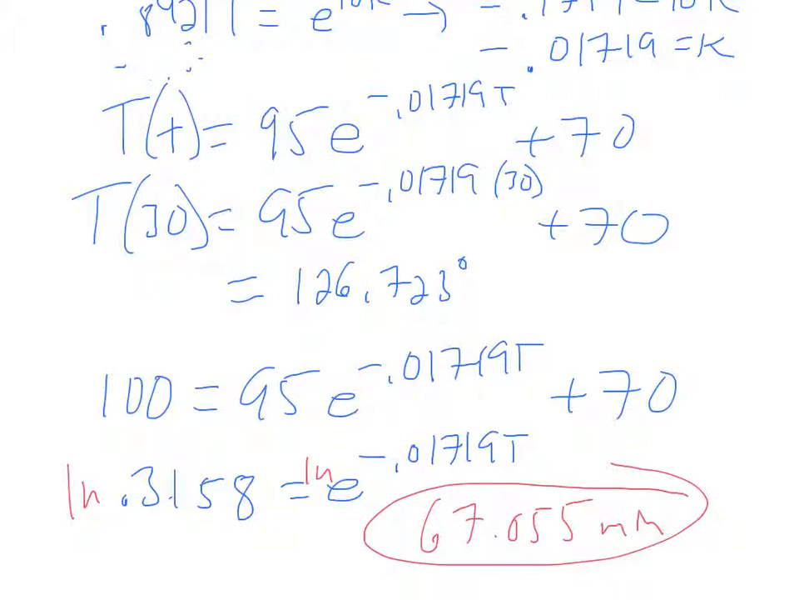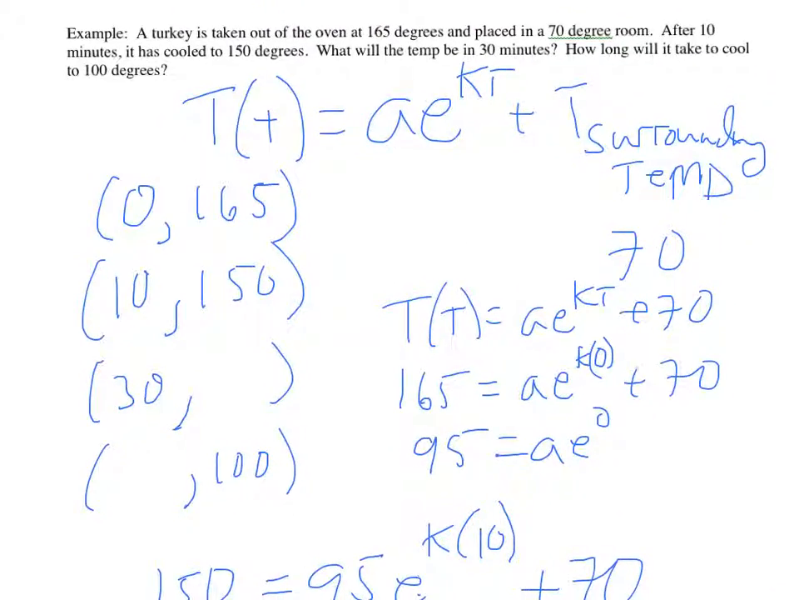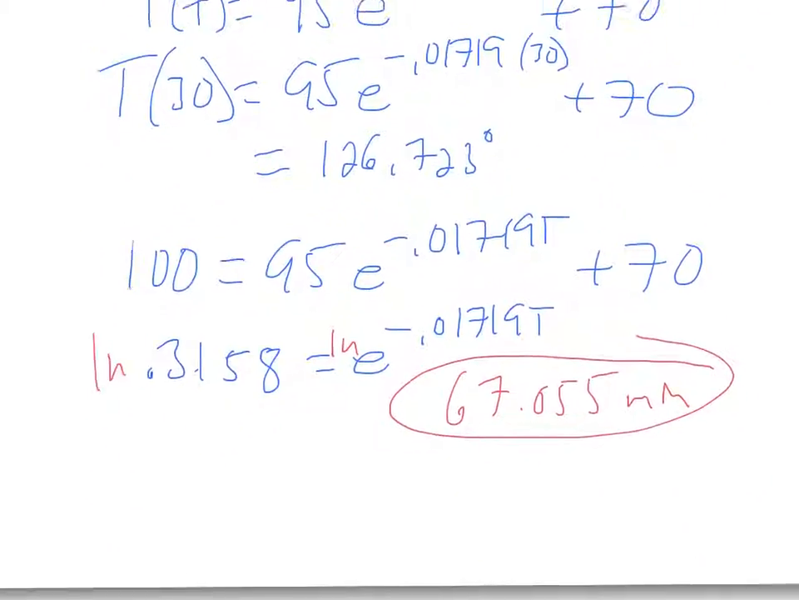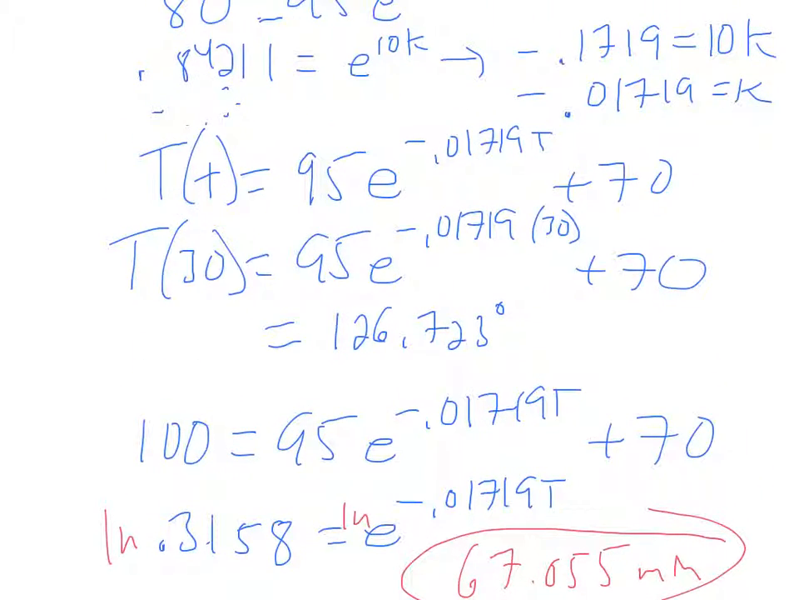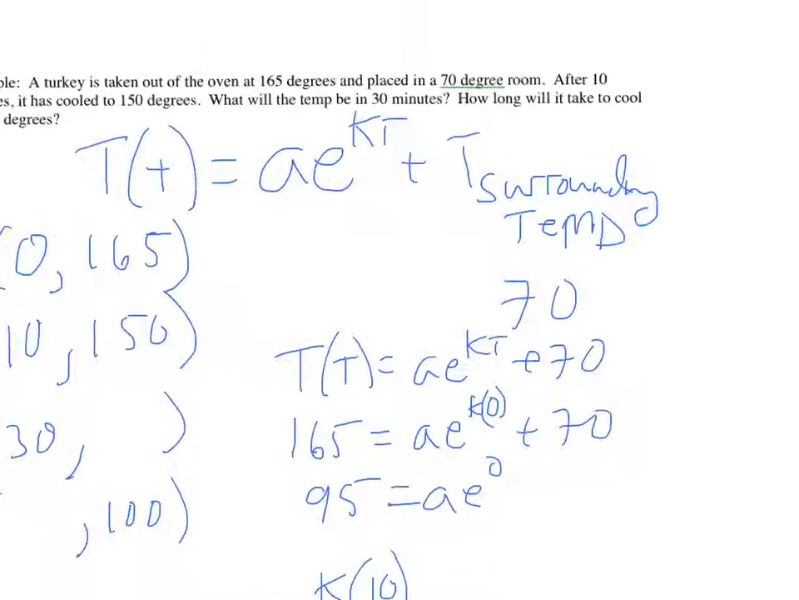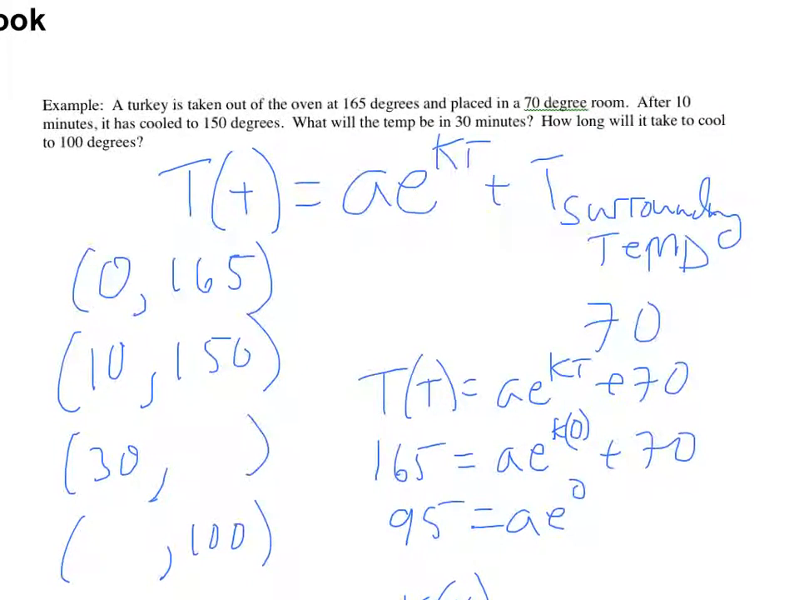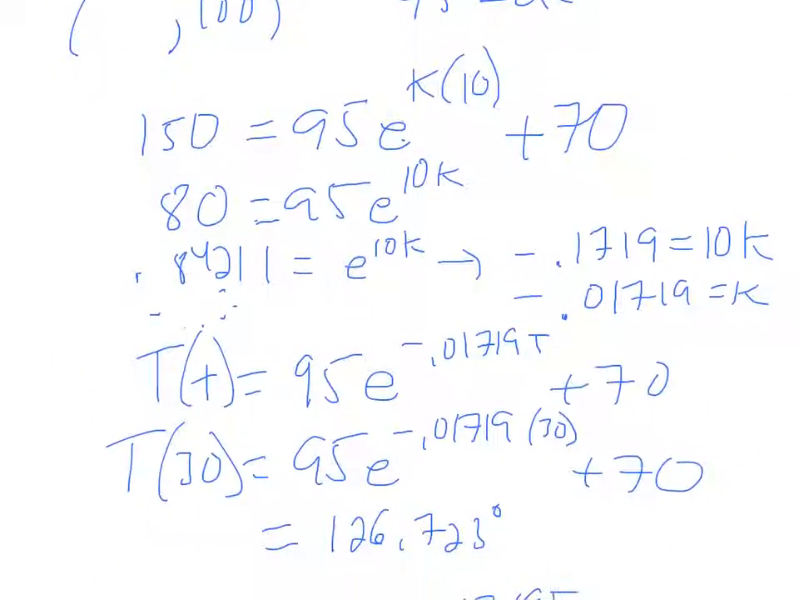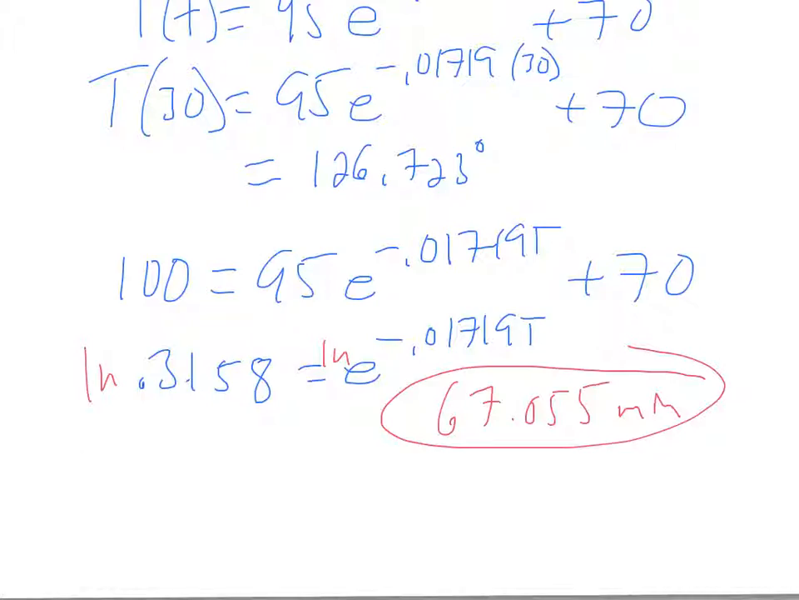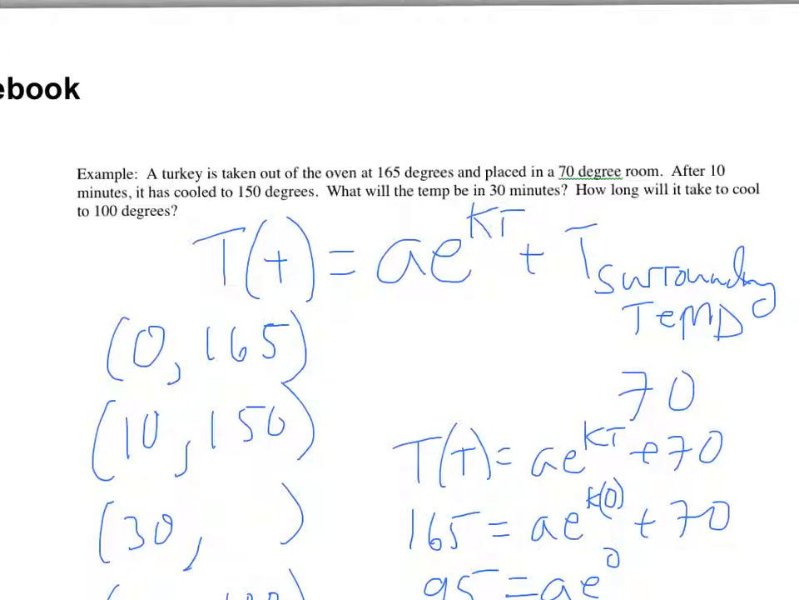Did that make sense for what they've given us? So a little over an hour to cool off to 100 degrees. I guess so. I mean, if you didn't cut it up, that would make sense. Let's see, at 10 minutes it was 150, at 30 minutes we said it was 126, and then another 30 minutes, 37 minutes. Seems a little long, but I don't see where my math is wrong.